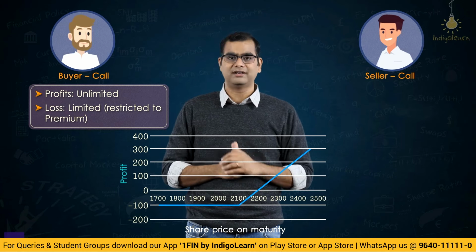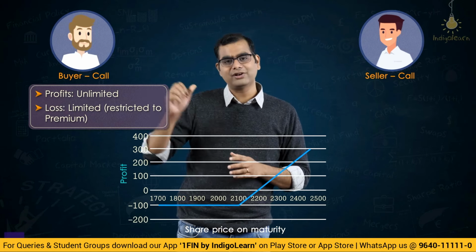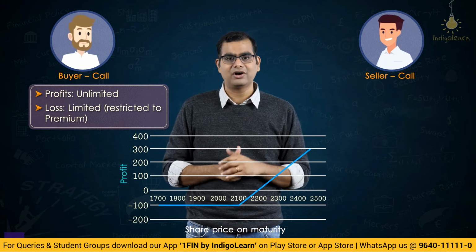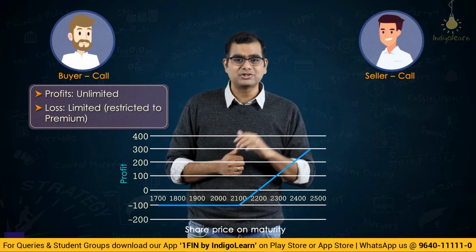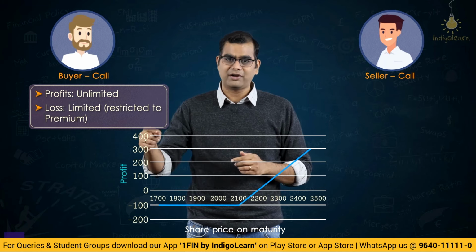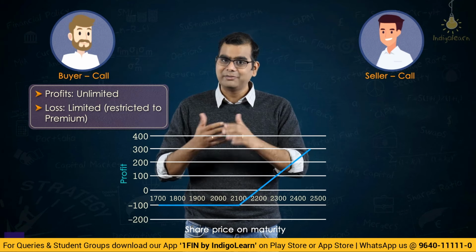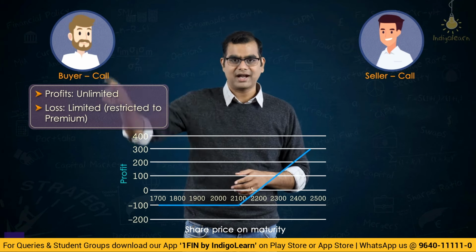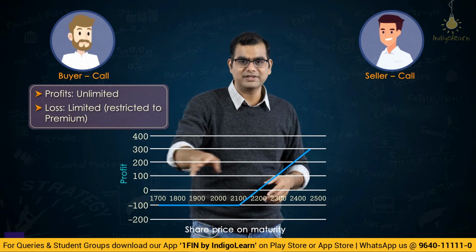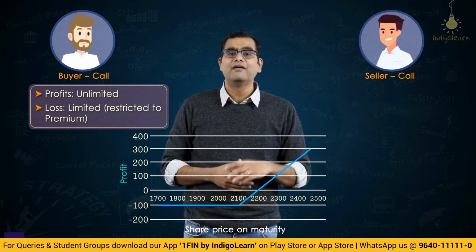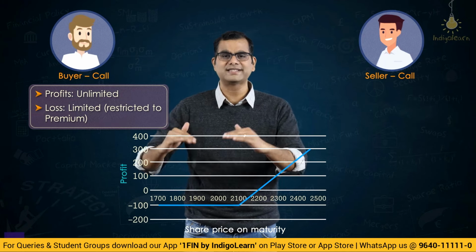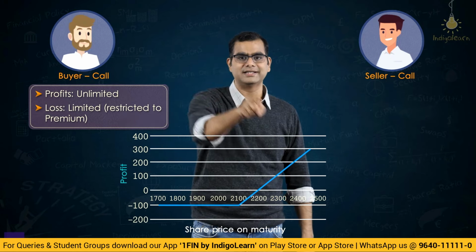Now, exactly look ulta. What do I mean by ulta? This is the buyer of a call. Now let us look at the seller of a call. We just discussed what happens to the seller. Whatever are the profits of one person are the losses of another person. Exactly mirror images. So now in this graph, the graph is like this for a buy call. What will it be for a seller of a call? Exactly the mirror image.